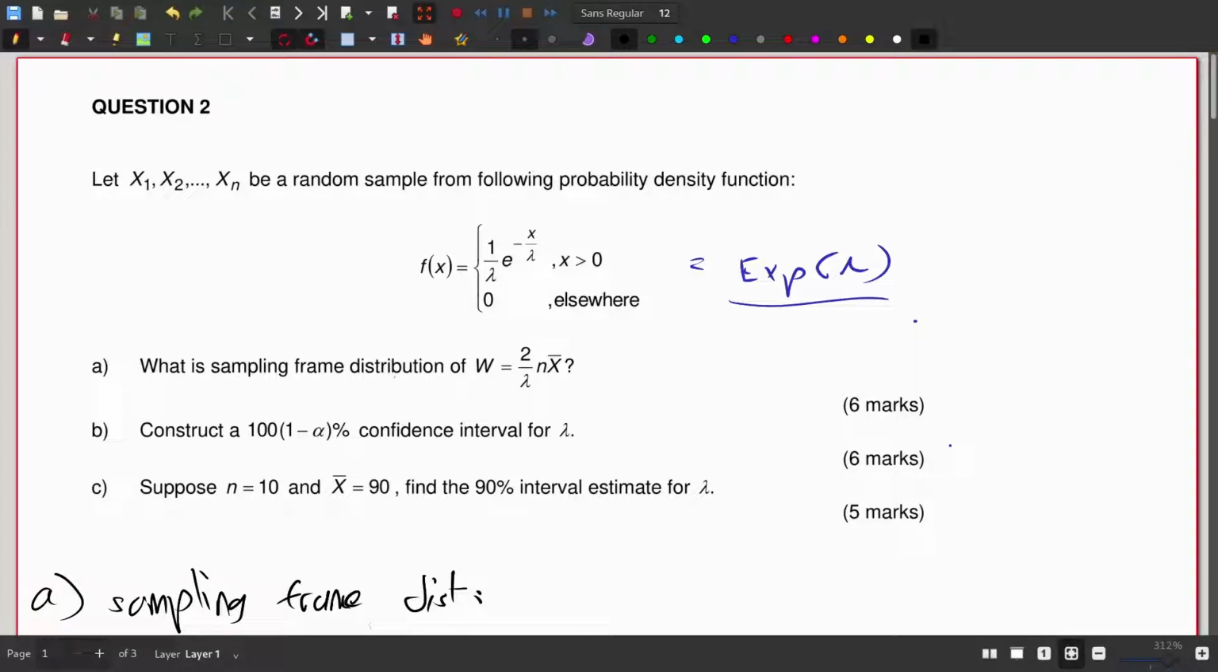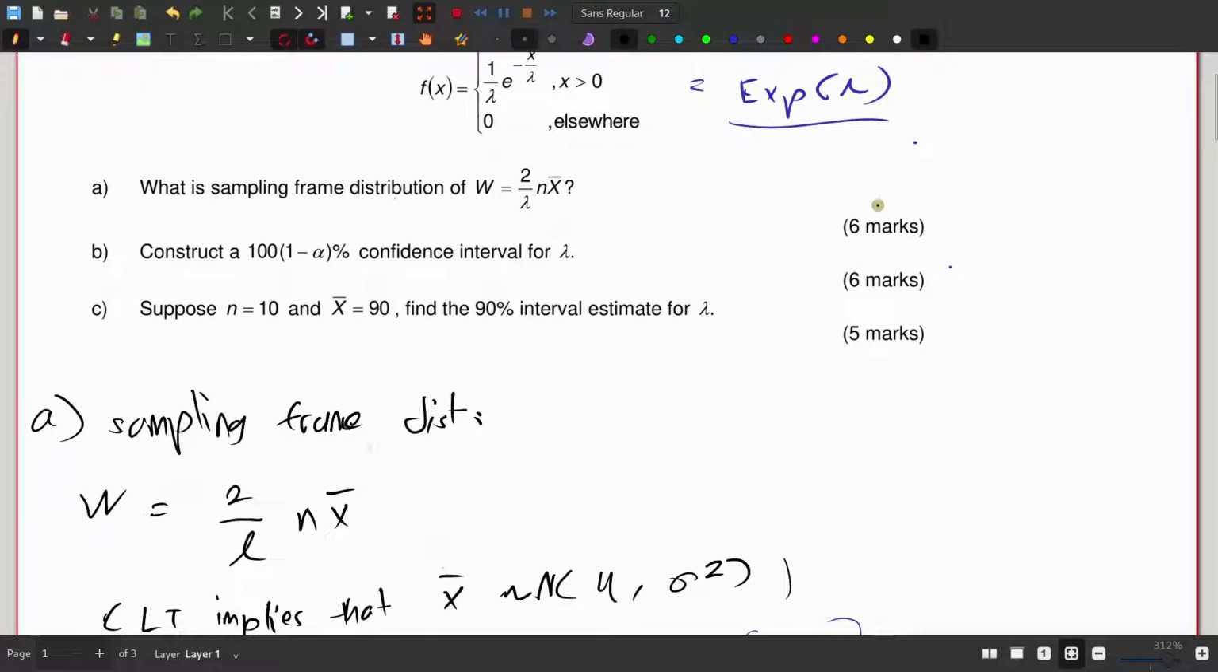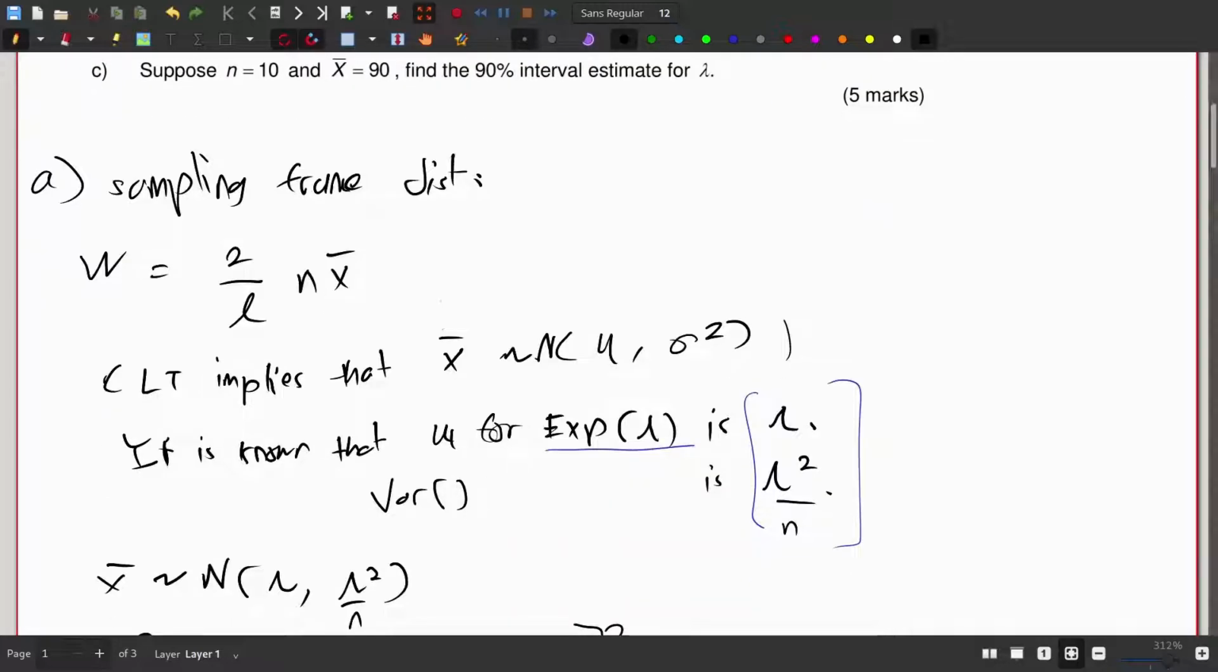And now we move into question 2, which says that X1, X2, until Xn are a random sample from this distribution, which is essentially just the exponential of lambda. Now, what we have to do is find the sampling distribution of W. This part here is essentially unimportant, but what we must understand is that x bar is subject to the central limit theorem, which says that x bar must be distributed by the normal distribution.